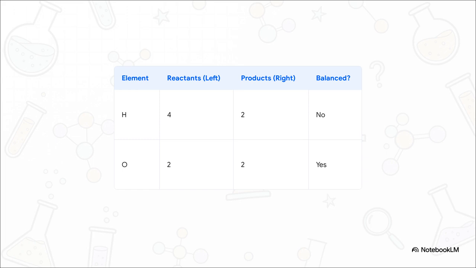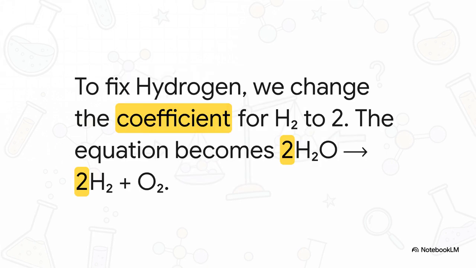So we're not quite done yet. But this last step is actually pretty easy. To get 4 hydrogen atoms over on the product side, all we need to do is put a coefficient of 2 in front of the H2. That gives us 2 molecules of hydrogen gas.